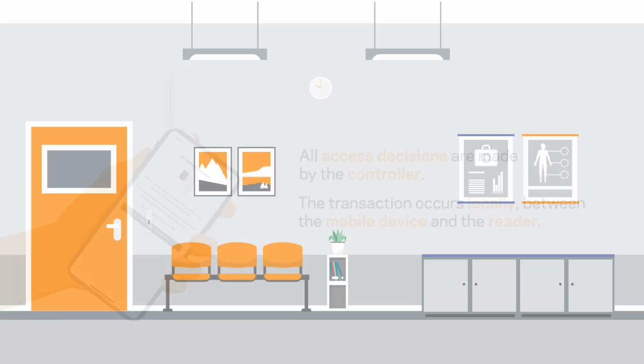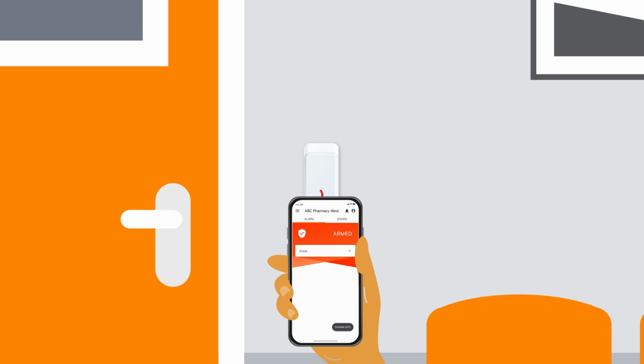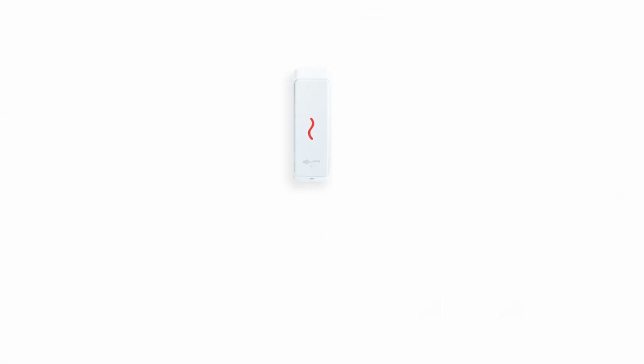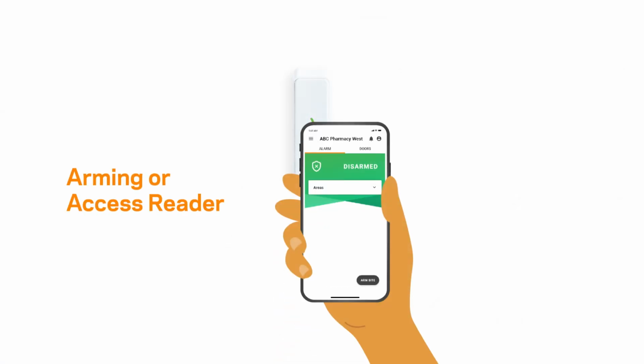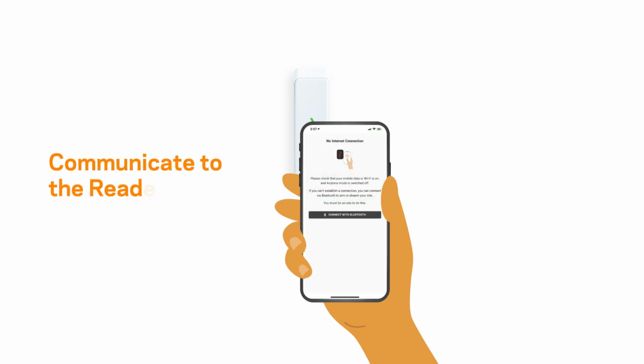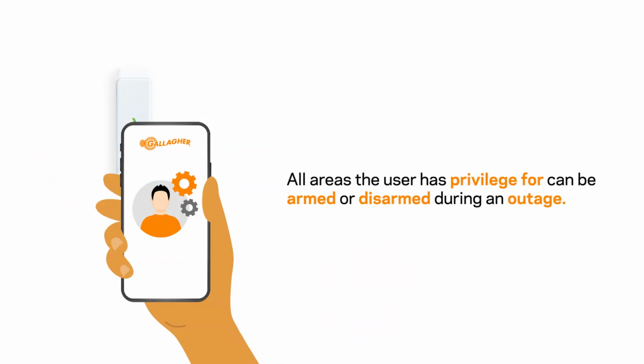The customer will be able to arm and disarm their site at the reader, and request access at doors. This is achieved by presenting the phone to an arming or access reader. The phone will communicate to the reader using Bluetooth. All areas the user has privilege for can be armed or disarmed during an outage.